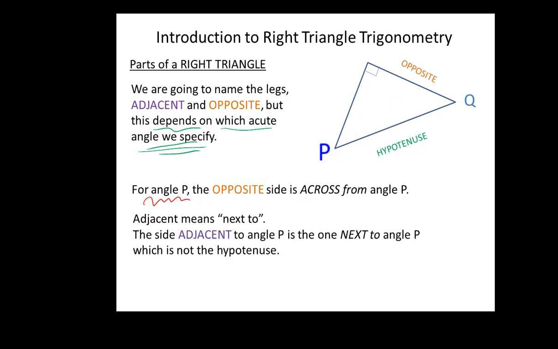Now adjacent means next to, so the side which is adjacent to angle P is the one which is next to angle P, but not the hypotenuse. So here's angle P right here, and there's really two sides which are next to it. Those are the two sides which make the angle. We're going to choose the one which is not the hypotenuse, and that's the adjacent side.